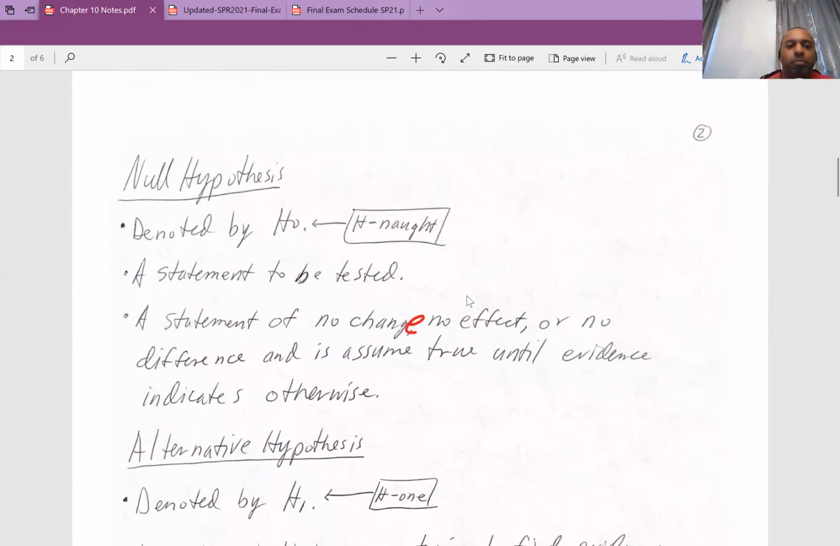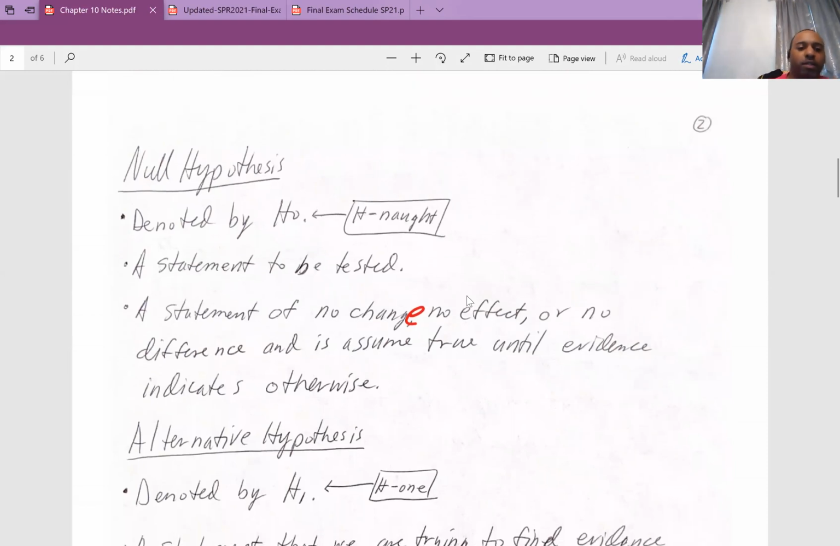All right, so here we have our null hypothesis. There are two types of hypotheses. We have our null hypothesis. It's denoted by H0, which is H naught. You would say H naught. It's the statement to be tested. It's a statement of no change, no effect, or no difference, and is assumed true until evidence indicates otherwise.